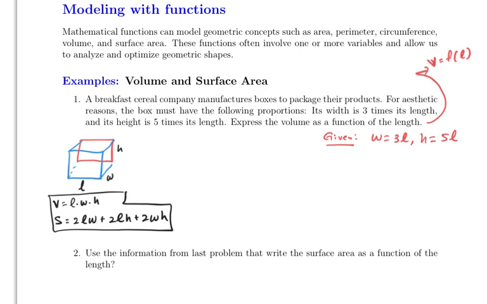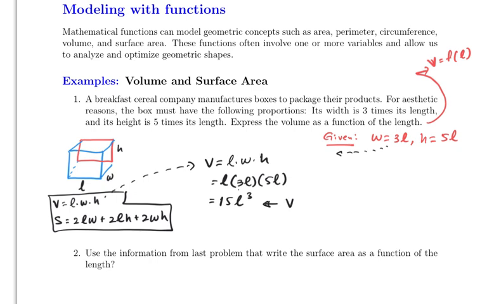All right, so we start with the volume formula. Remember, volume is length times width times height. And then you're going to use this information, just plug it in. So length is length, but the width will be 3L, and the height is 5L. If you multiply, 3 times 5 is 15, and L times L times L gives you L cubed. Now you can see that the volume is a function that depends only on the length, where the function is 15L cubed, and that's it.